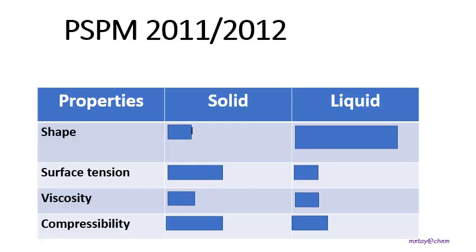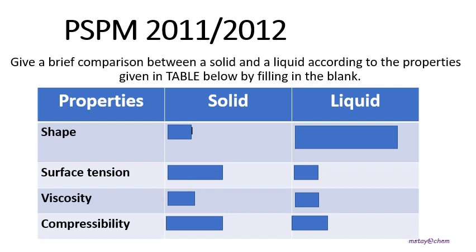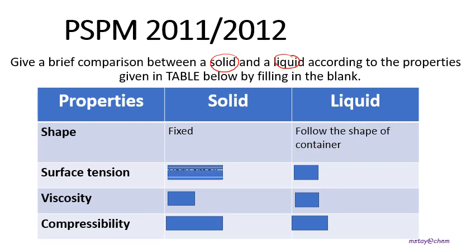After completing the tutorial question, now let's look at one past-year question. Give a brief comparison between solid and liquid, and then we are going to fill in the blanks below. The shape of the solid is always fixed, while the liquid always follows the shape of the container. The surface tension for solid is very small, while for the liquid it is very high.